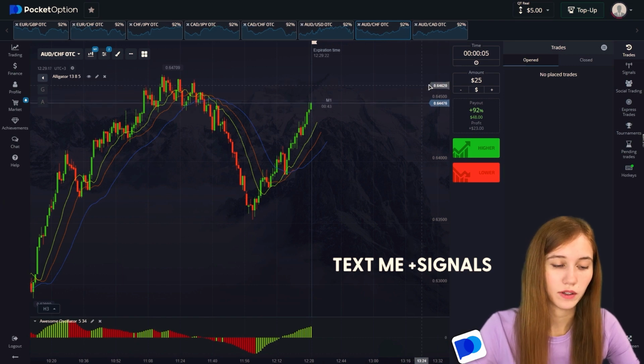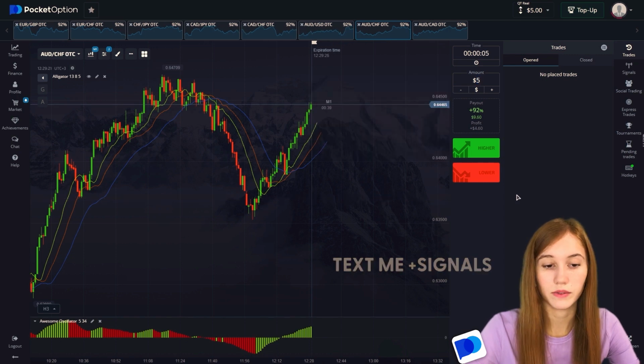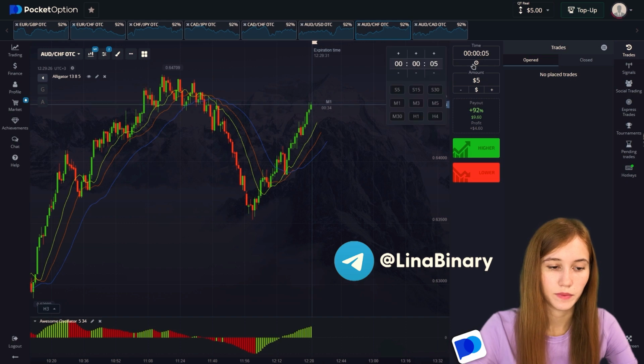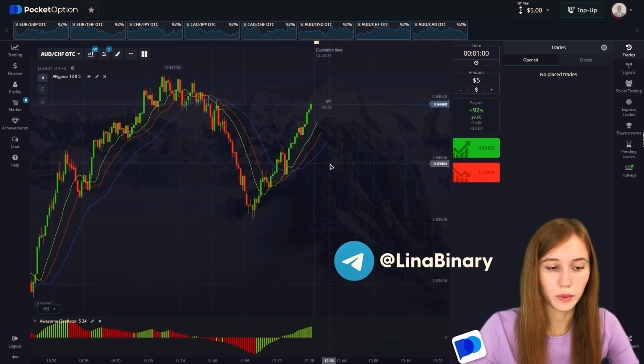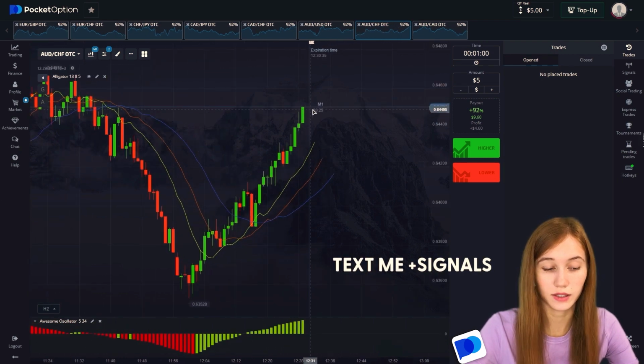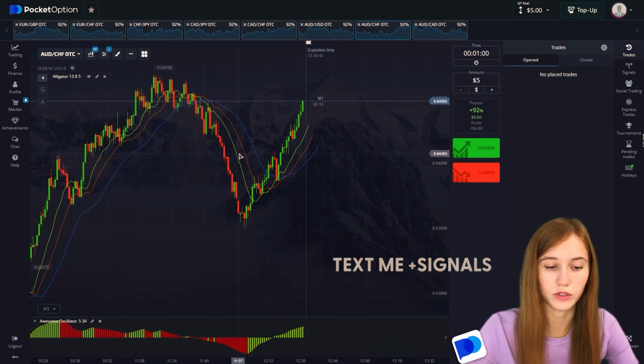First, let's check our balance. Our balance is $5, which means we also put the deal at $5. After this, we select the time of the deal on which we will trade. I choose one minute, and 1 minute will correspond to exactly one trade, after which we select the time frame. We also select a one-minute time frame on which we will trade.